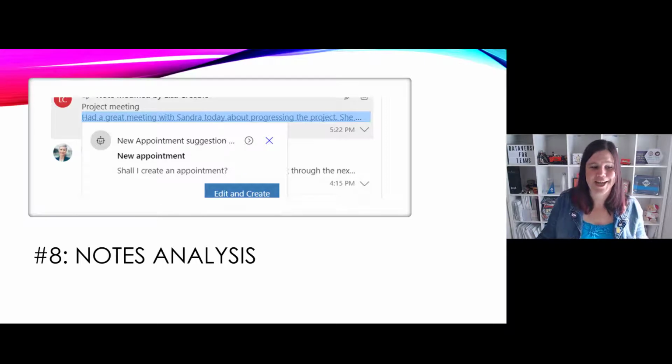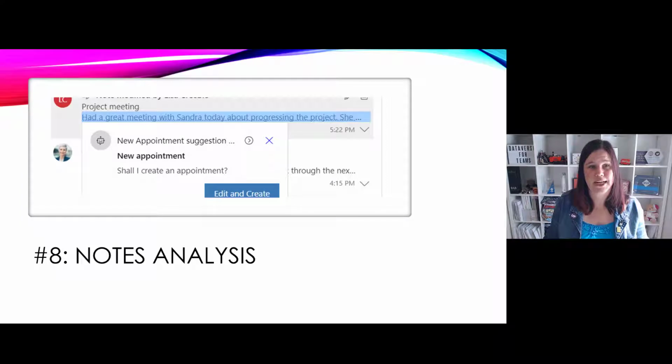Number 8, we have Notes Analysis. This one is one of my favorites. It's number 8, but I do actually really like this one. When you type a note into the timeline, it will come up with this blue highlight and actually suggest to you that you've got an action point there. And it will say, new appointment suggestion, shall I create an appointment? You just go, yes, please.